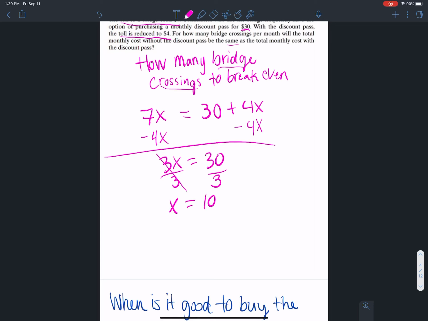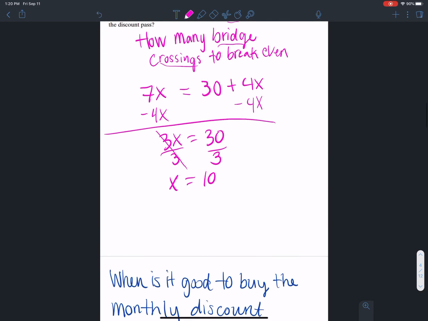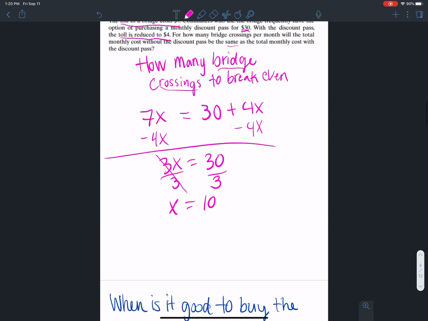Okay, so again, do not box in x equals 10. That is not your answer, right? So you would only get a little bit of credit if you put that. Now, the actual answer is 10 bridge crossings. Okay?